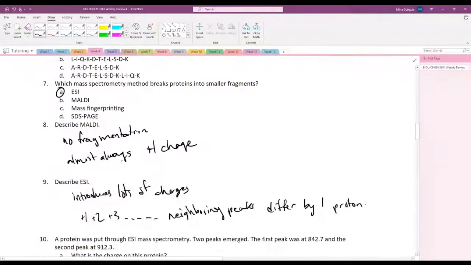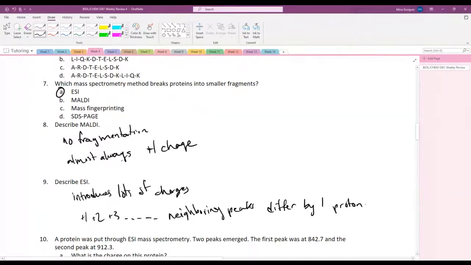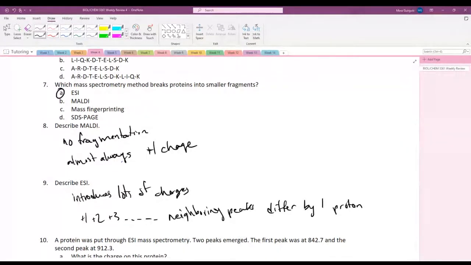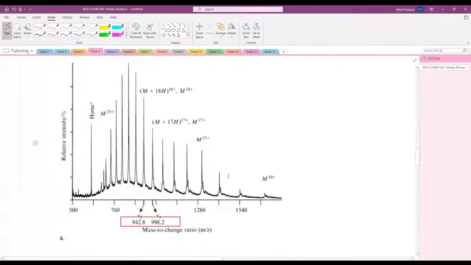One proton. Okay? And I'm going to explain why in the next question when we do an example of kind of what we're dealing with. But neighboring peaks differ by a single proton, and we use that for the math. Okay? But effectively, what you get from ESI is just a ton of charges and a ton of peaks. So it's this one, like I showed you guys, you get a ton of them.